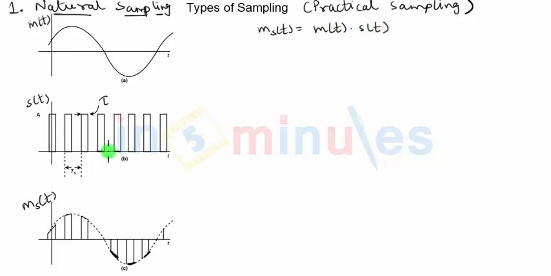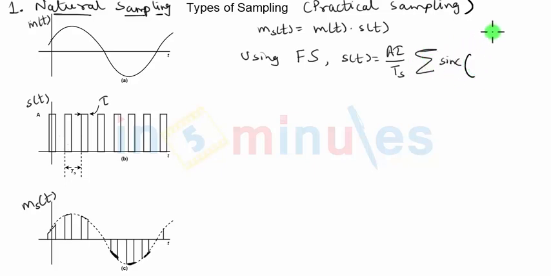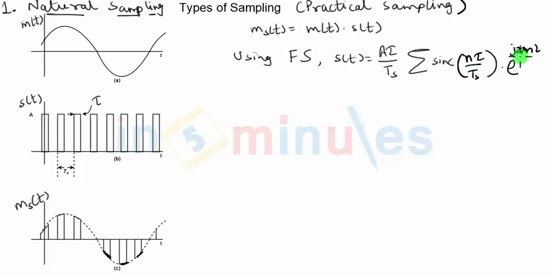However, s of t, which is a periodic signal with period Ts, can be expressed using its Fourier series representation. So using Fourier series, we can write s of t. The Fourier series of s of t, which we generally find in signals and systems, will be given as A tau upon Ts, where A is the maximum amplitude of the rectangular pulses, tau is the width of every pulse, Ts is the time period, summation sinc, which is one very important function, of n tau by Ts, multiplied by e raised to j 2 pi n t upon Ts. So that's the expression of the Fourier series. The summation variable n will go from minus infinity to plus infinity.